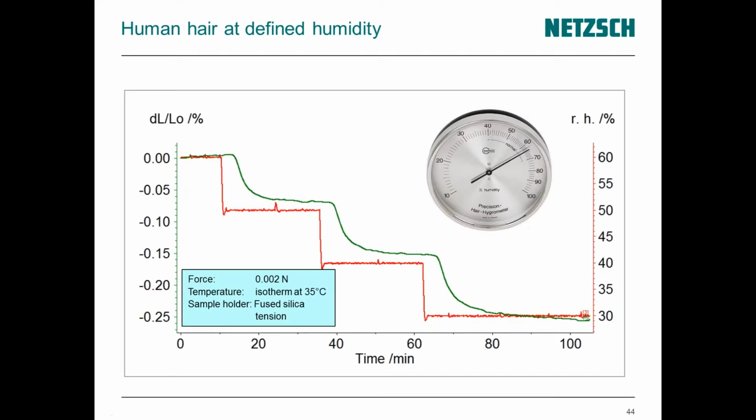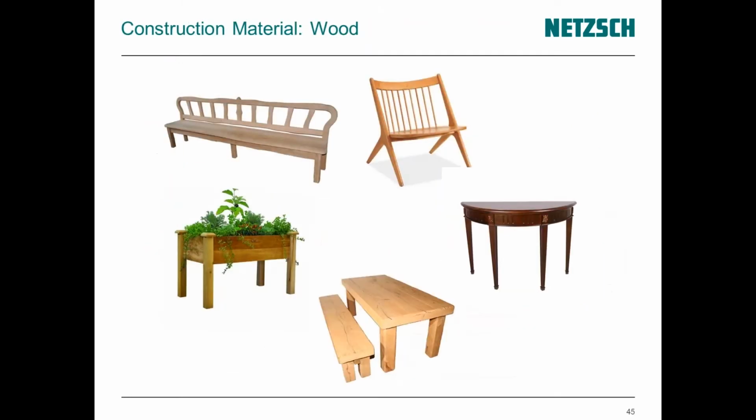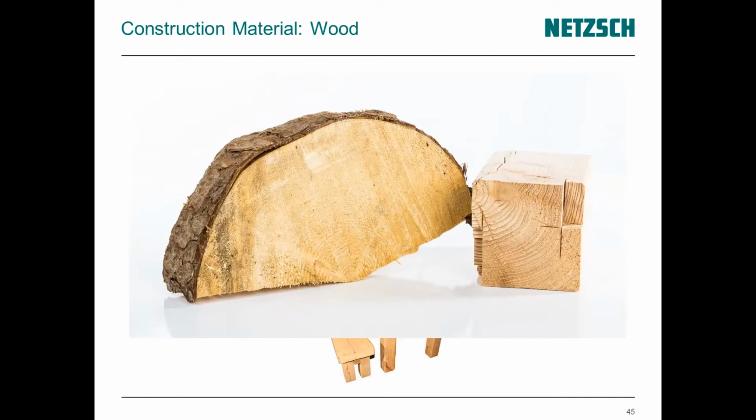And as a last example, we measured also wood samples under defined humidity. Wood is used as a construction material for different applications. And if you have a look at wood, you see that it's quite anisotropic. So therefore we prepared samples in different directions. We measured one sample which was prepared perpendicular to the annual rings, one sample tangential to the annual rings, and one sample in length direction.